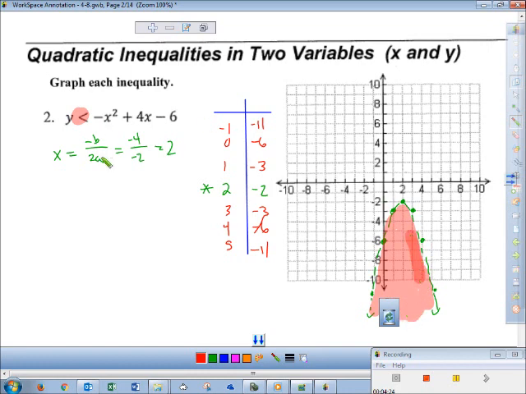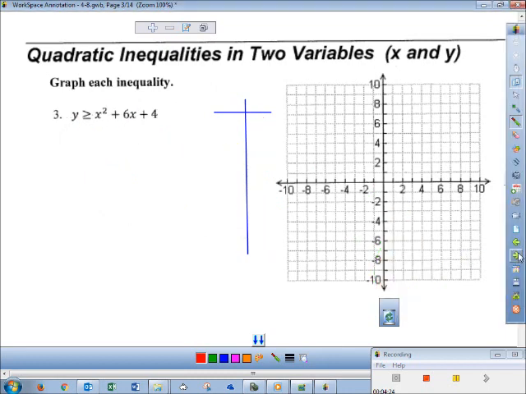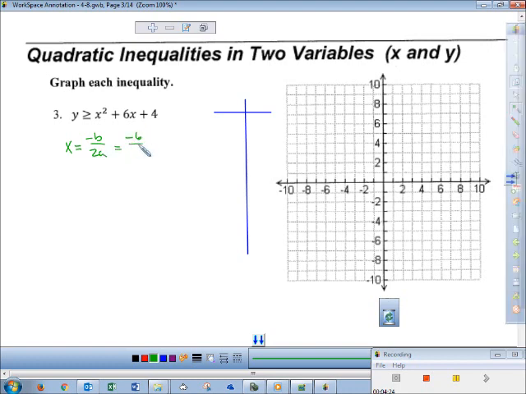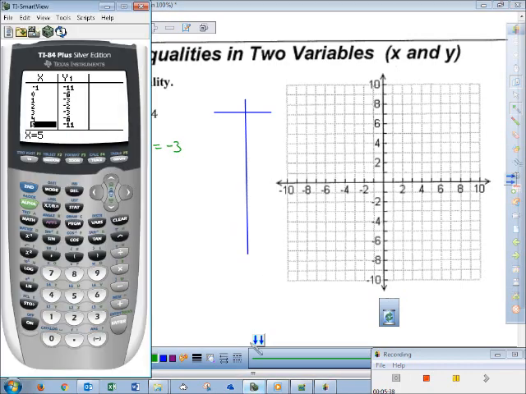So, pretty piece of cake, just graphing as we did before. And now we just have to do the solid or dashed and where to shade. So, let's find the x value of the vertex here. This is in standard form. If it was in vertex form, then we'd know where the vertex is right away. But it's not. It's in standard form. So opposite of b over 2 times a. There's my -3 again. Punch this in.